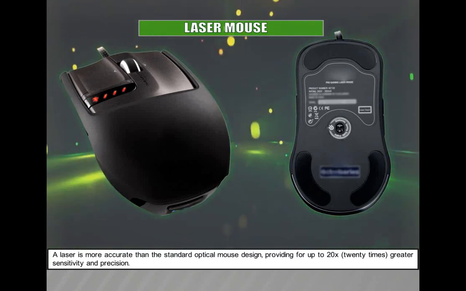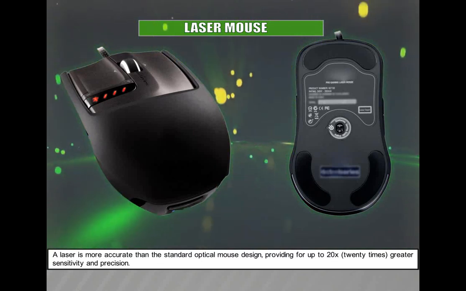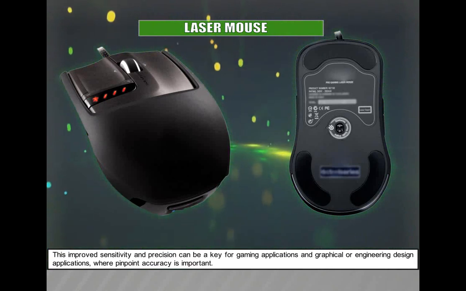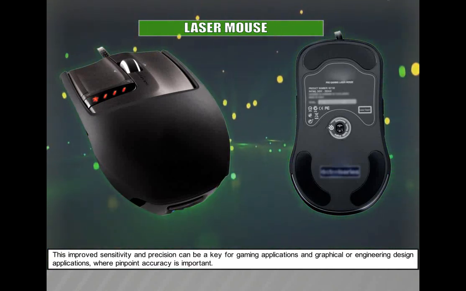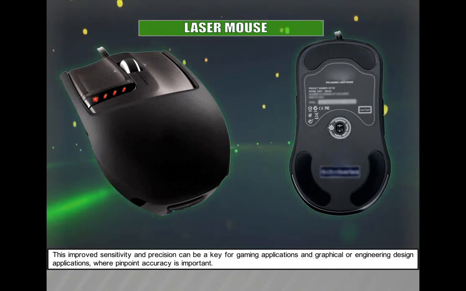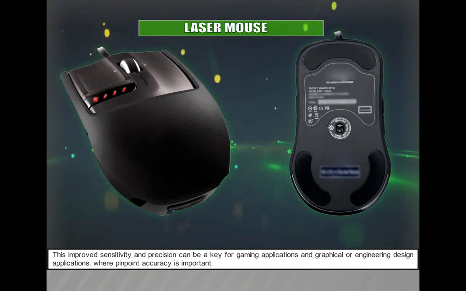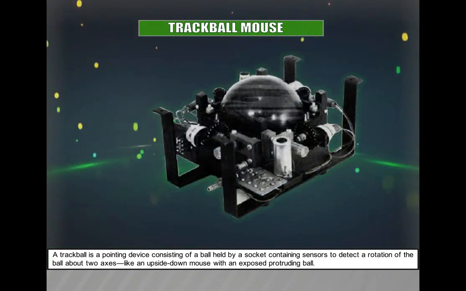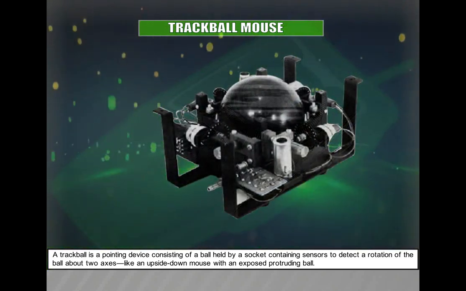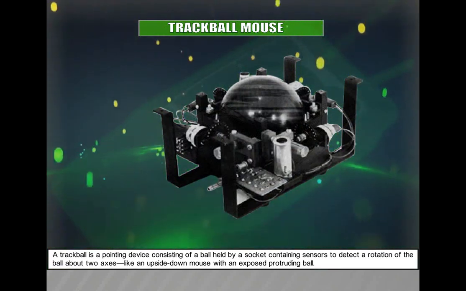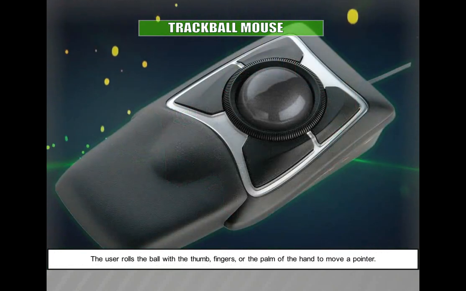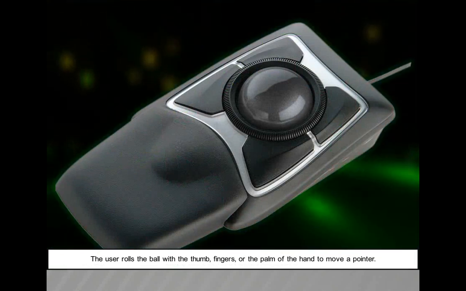A laser is more accurate than the standard optical mouse design, providing for up to 20 times greater sensitivity and precision. The improved sensitivity and precision can be a key for gaming applications and graphical or engineering design applications where pinpoint accuracy is important. Trackball mouse. A trackball is a pointing device consisting of a ball held by a socket containing sensors to detect a rotation of the ball about two axes, like an upside-down mouse with an exposed protruding ball. The user rolls the ball with the thumb, fingers, or the palm of the hand to move a pointer.